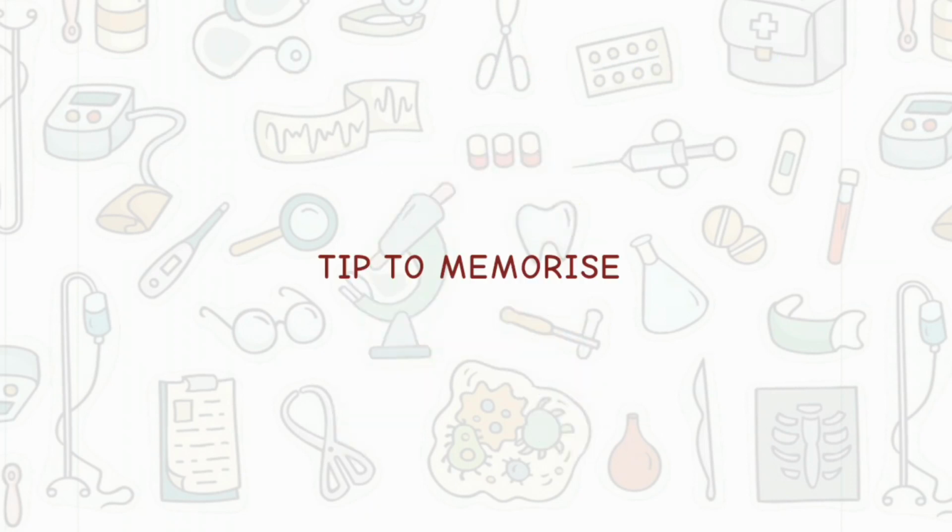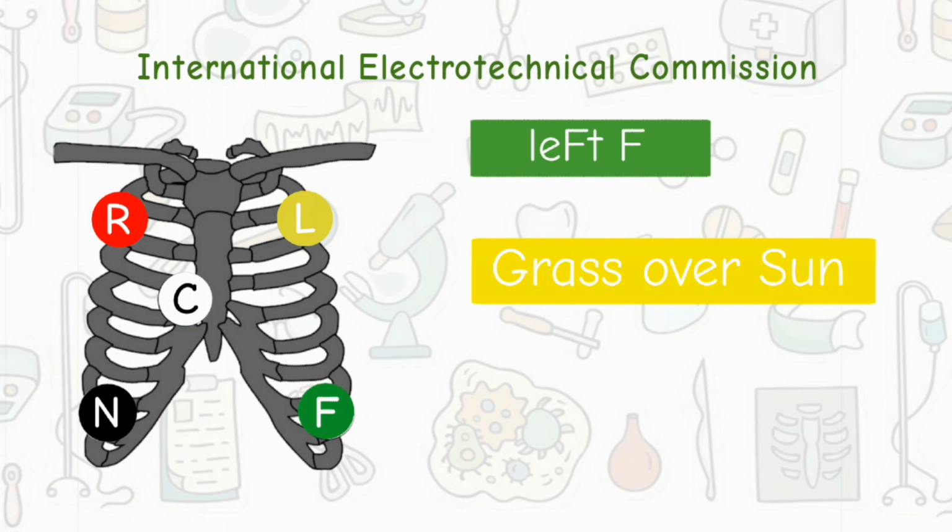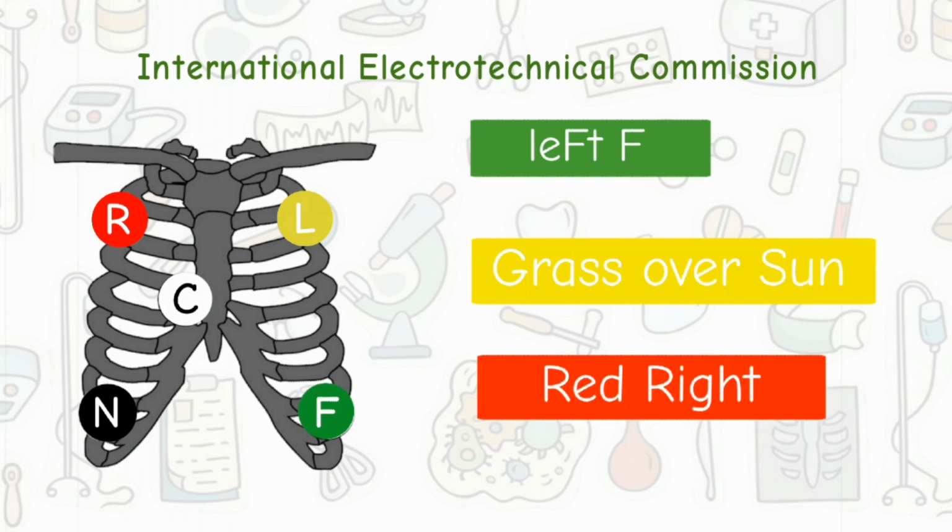Now, let's see a tip to keep this in memory. Green lead, which is marked as F lead, to left lower area of the chest, remember F to left lower. Then remember sun over grass, yellow lead to left upper area of the chest. After that, remember red to right. Place red lead to right upper area of the chest. Finally, place black lead to right lower area of the chest. Then white lead is in the middle of the chest.